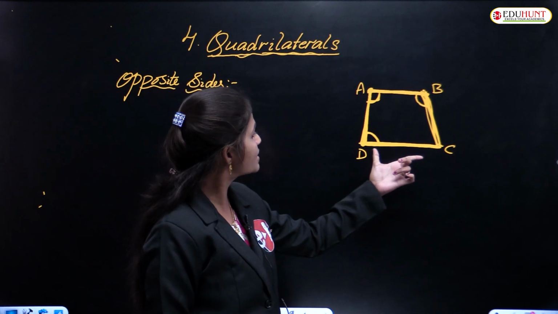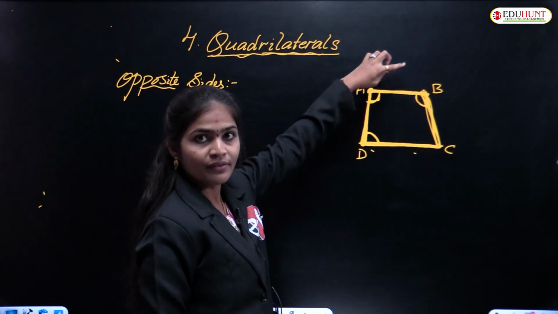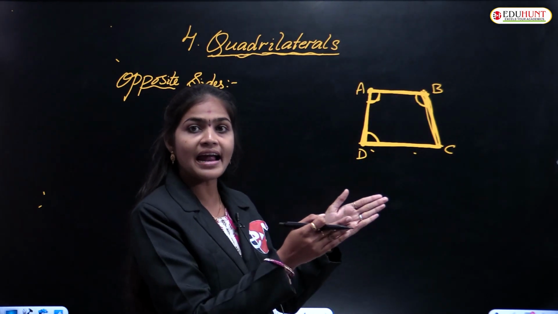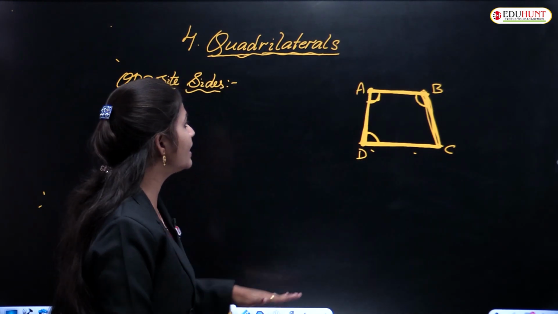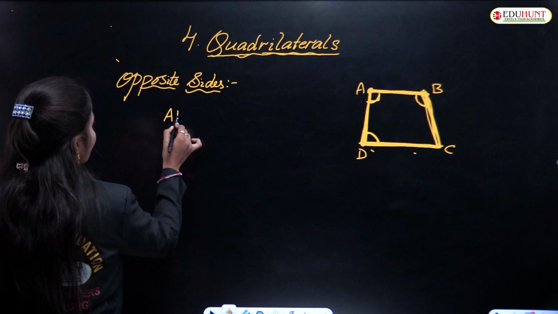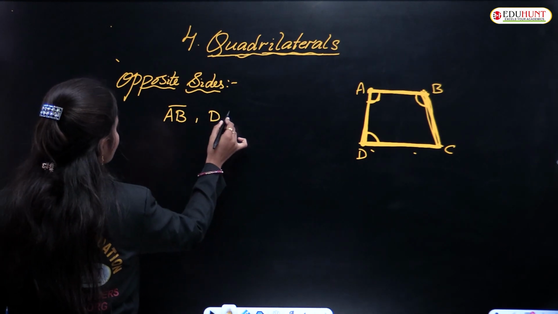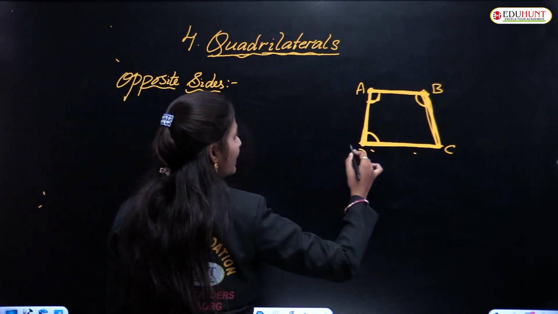So opposite sides here are DC and AB, which lie opposite to each other, and these two sides do not have any common point. That's why AB and DC are opposite sides. Here we have to write AB, DC.